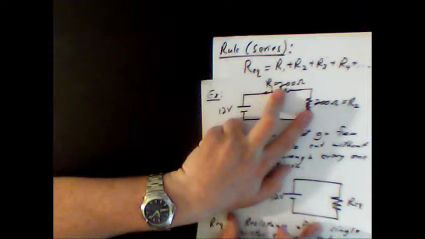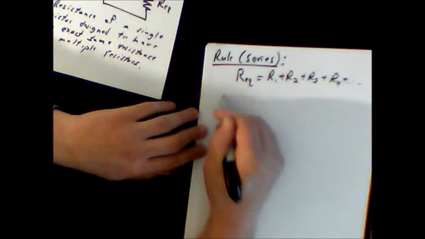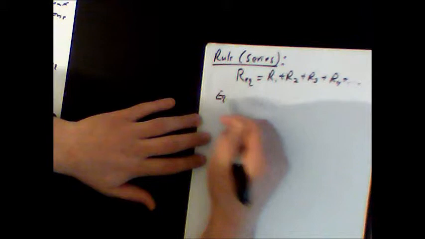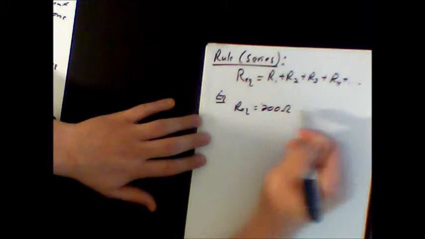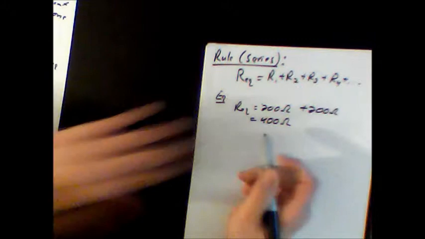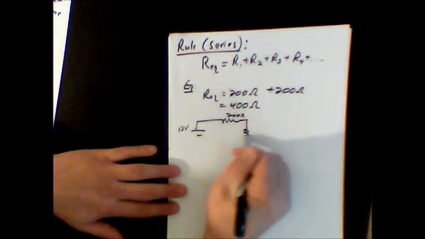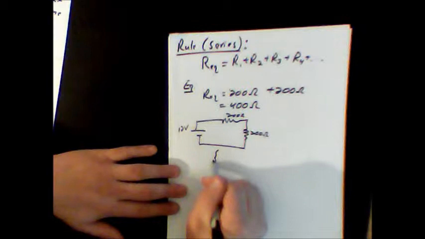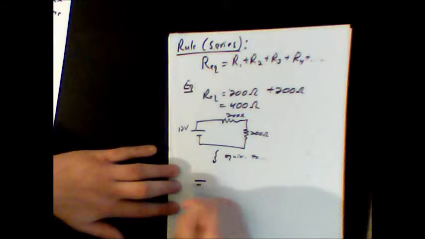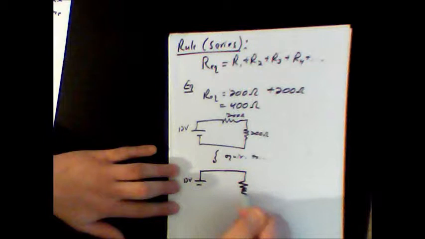So let's do that. Our equivalent resistance is going to be the following. Req equals 200 ohms plus 200 ohms, and we get 400 ohms. Okay, so what does that tell us? This circuit, where that's 12 volts, this was 200 ohms, this was 200 ohms, is exactly equivalent to this circuit, where I have a 12-volt voltage source and one resistor, and that resistor is now one big resistor, 400 ohms.